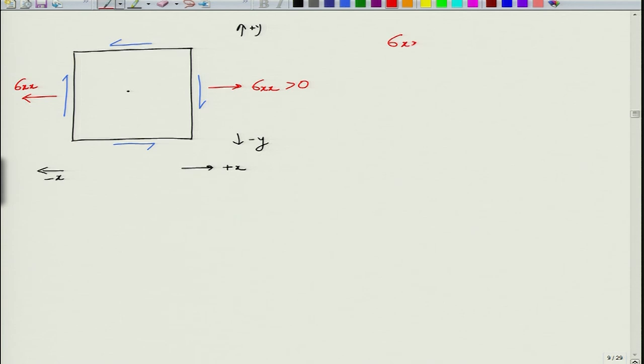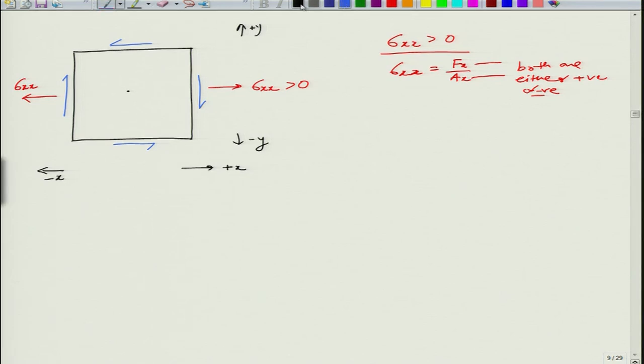So, sigma xx is greater than 0 because both Fx and Ax are either positive or negative. This is nothing but sigma xx equal to Fx divided by Ax. So, on the right they are positive, on the left they are negative.